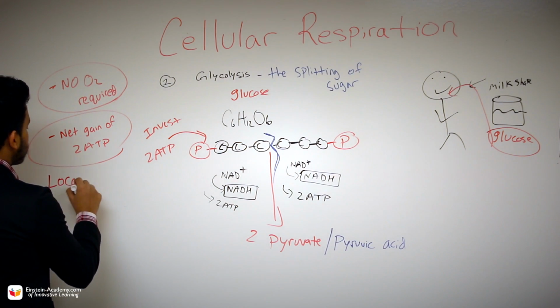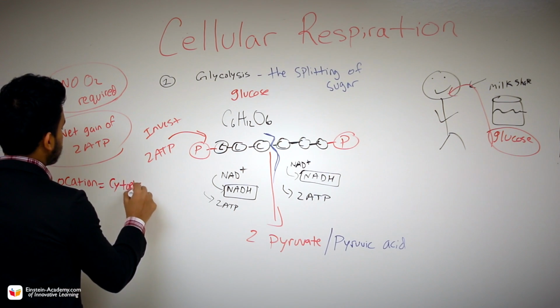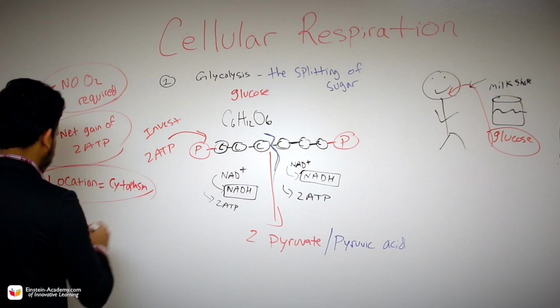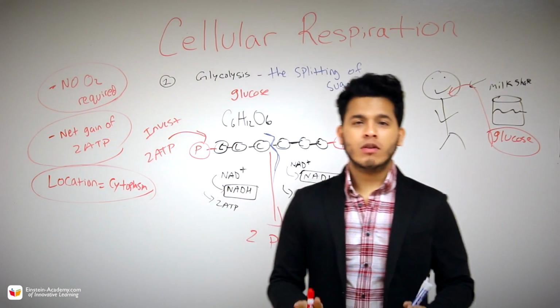So the location of glycolysis is in the cytoplasm. Let's do a quick minute recap. Okay, it's very simple to memorize.